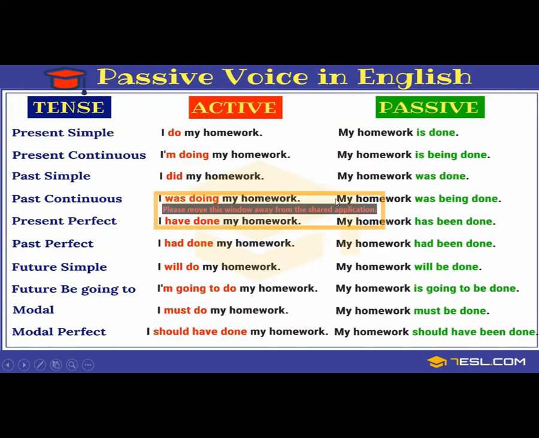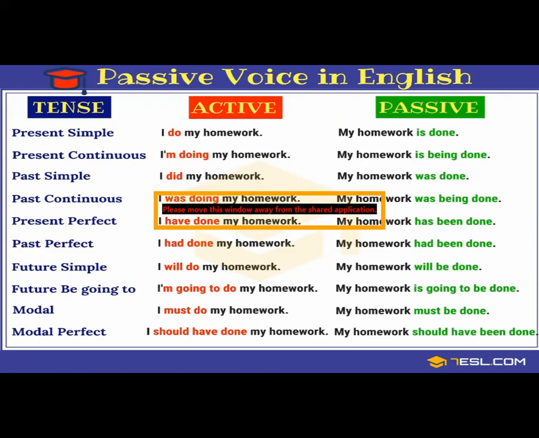There is only object in passive voice. I'm talking about only object plus helping verb plus verb third form. The subject is absent, and the word by that we used to add in passive voice is also absent. Present simple: I do my homework, my homework is done. Present continuous: I'm doing my homework, my homework is being done. Past simple: I did my homework, my homework was done. Past continuous: I was doing my homework, my homework was being done. Present perfect: I have done my homework, my homework has been done. Past perfect: had done, the passive will be had been done.